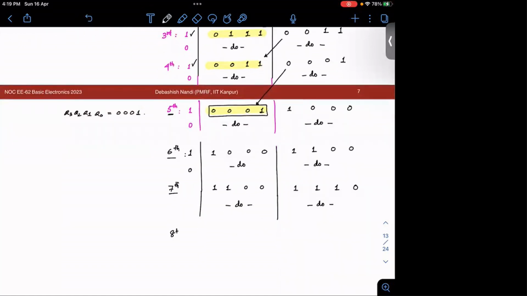So again, if we do the 8th pulse, we have 1, 1, 1, 0. So we have here 1 0 would be 0, then it is 1 1 1 1. Okay, so I think we are now repeating the steps.